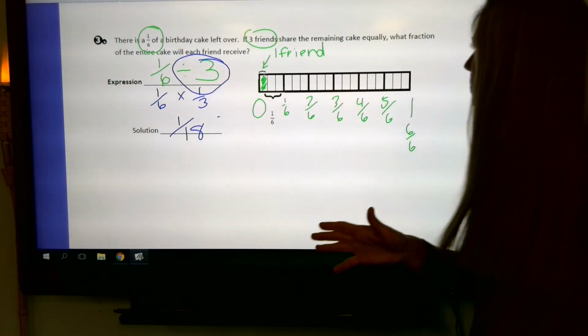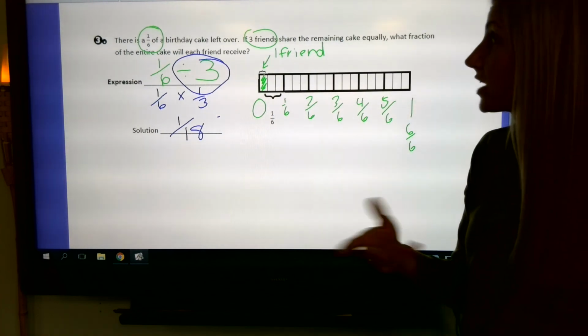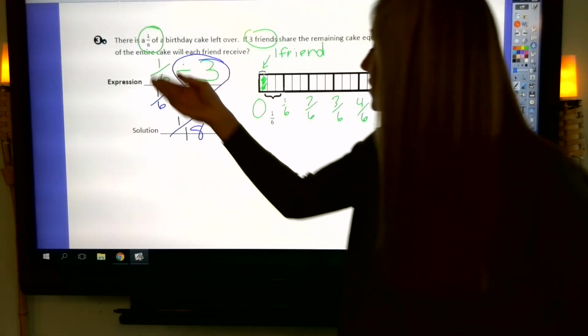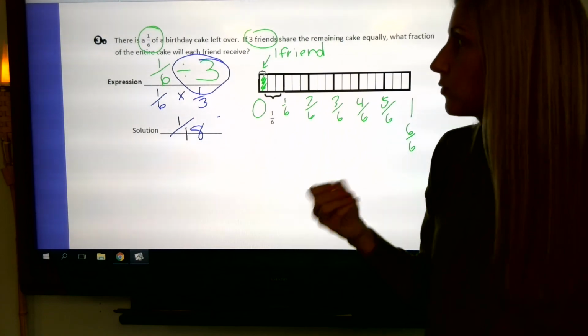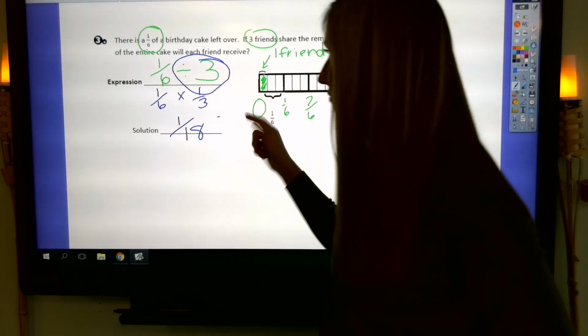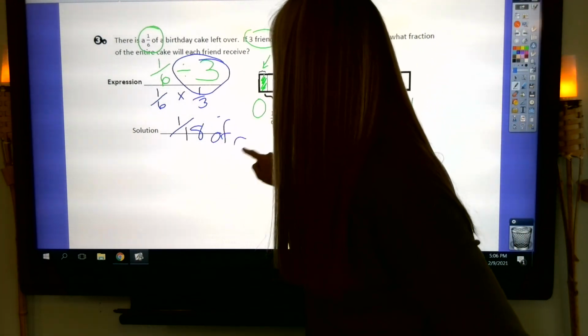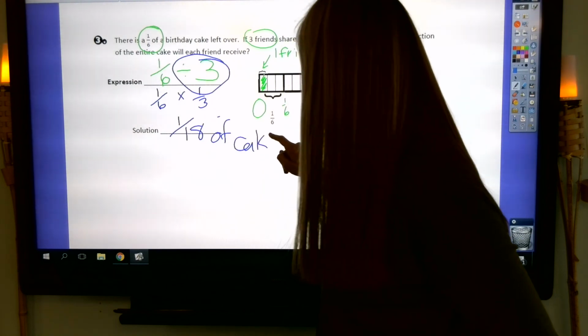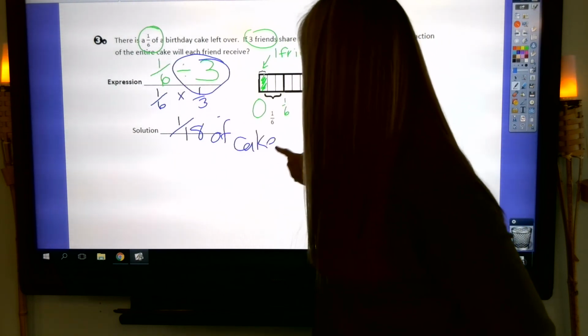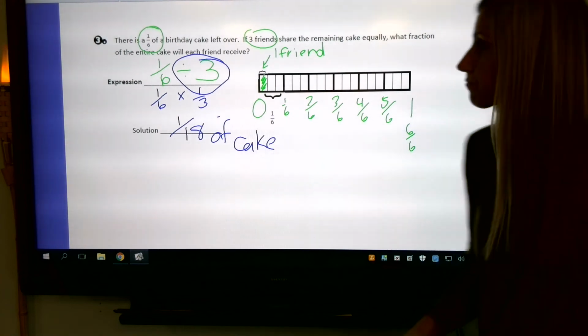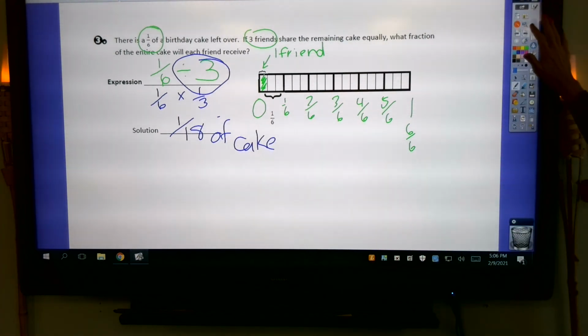What's the label though? What fraction of the entire cake? So they're not giving us a specific measurement of the 6, but we do know that this is of cake, right? It's not saying that this is a piece, so it's just of cake, okay? Sometimes the label can be funny like that.